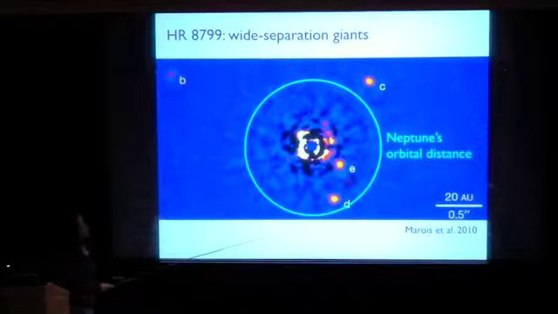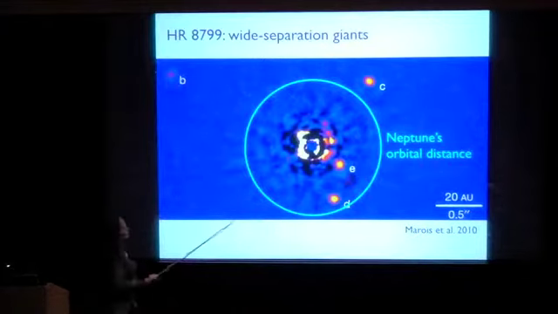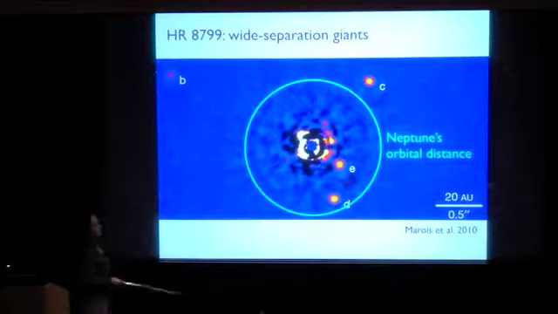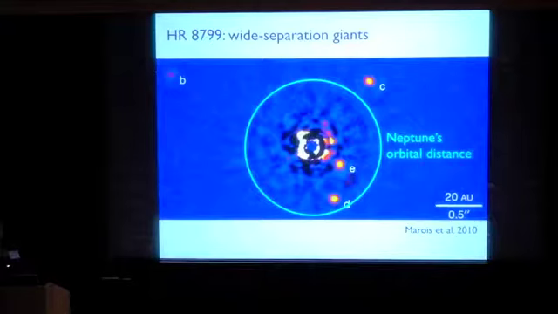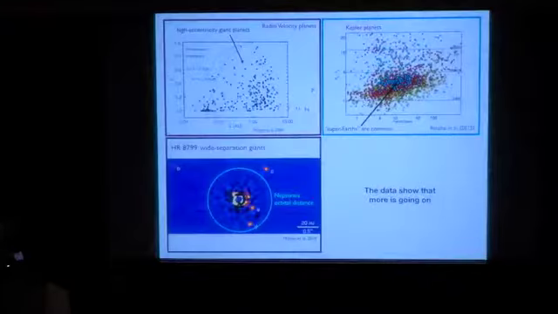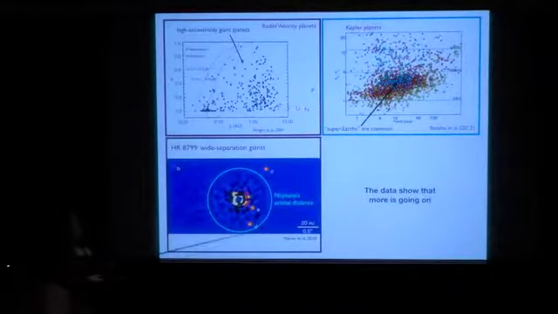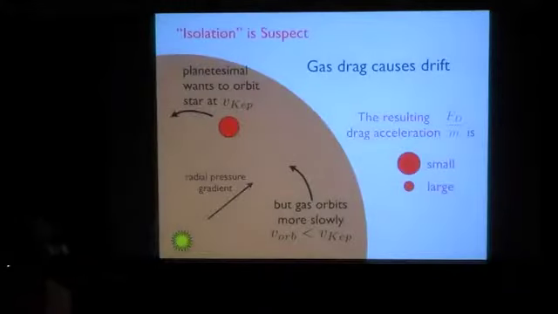And from the direct imaging data, we see wide separation giants. This is Neptune's orbital distance. These are 7-ish Jupiter mass planets at very wide orbital separations. So we don't see that in the solar system either. All right, so the data show that more must be going on than that initial formation picture that was made for the solar system. All right, so what more is going on?